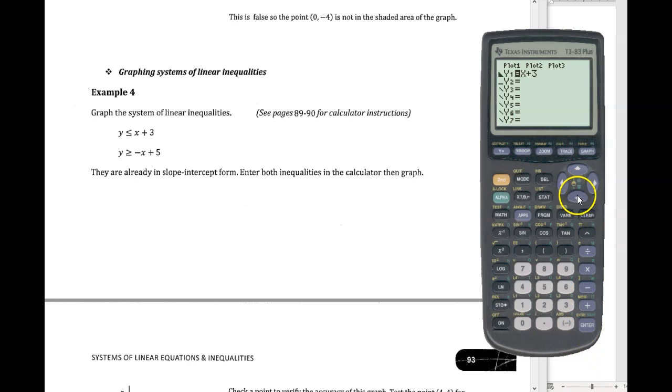And let's cursor down to the second inequality. So we have negative x plus 5. And then I'm going to select the shading above option. So this is what my window should look like when I input the inequalities in. And I'm going to select graph. Let's see what we get.